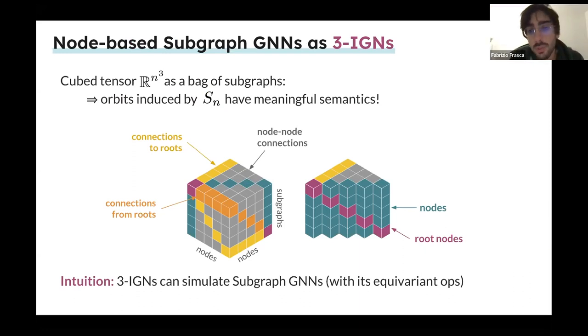Exactly. And it was reassuring on one hand, but also interesting and promising on the other, to notice that all green elements have a common semantic. They are exactly those nodes which do not generate the subgraph, essentially non-root nodes. Whereas root nodes, those associated with specific subgraphs, for example roots in ego networks or marked nodes in node marking policies, correspond exactly to the purple subset and nothing else. So we have a very crisp and meaningful partitioning of this object that we want to process with 3-IGN layers.